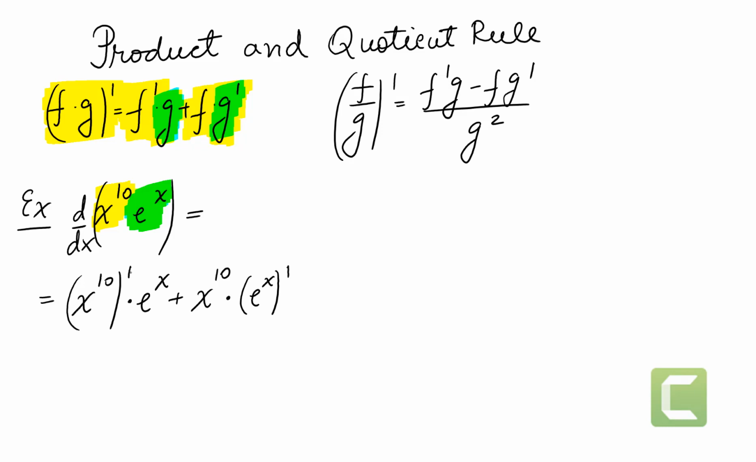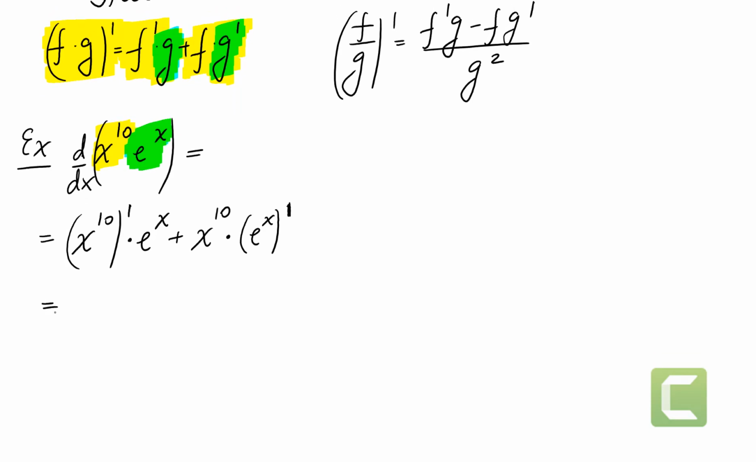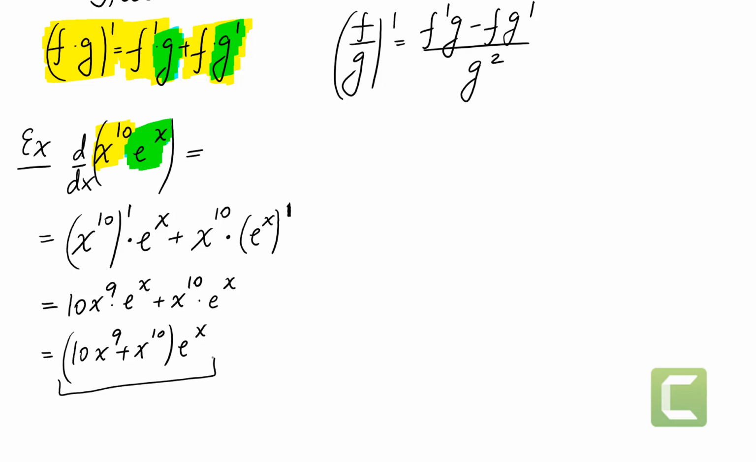So this is our prime notation. Differentiating the first, x to the 10, it's 10x to the 9 times e to the x, and then plus x to the 10 times e to the x prime, it's e to the x. These are formulas that you want to memorize. So this is pretty much it. Maybe we would want to factor out e to the x because we have it in both terms, and this is our final answer.